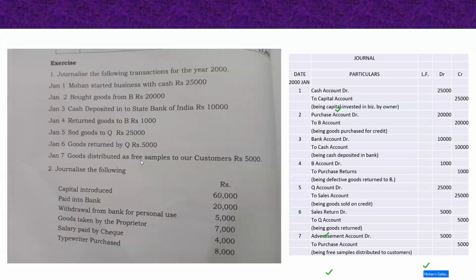Here the goods distributed as free samples, we are making it as advertisement account debtor, because free samples come under advertisement. The company is advertising its product free of cost, distributing to the customers. The goods worth is 5,000. So advertisement account debtor 5,000 to purchase account creditor 5,000, since it is seen as an expense. And the narration is free samples distributed to customers. So this is how we have to journalize the transactions. Hope you're clear.